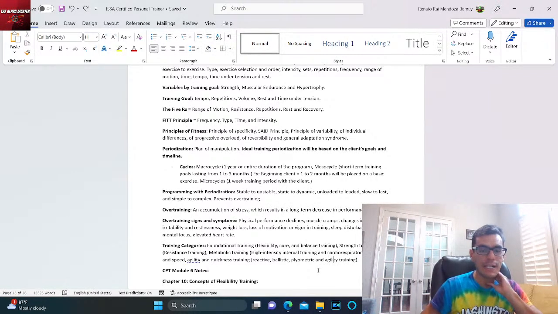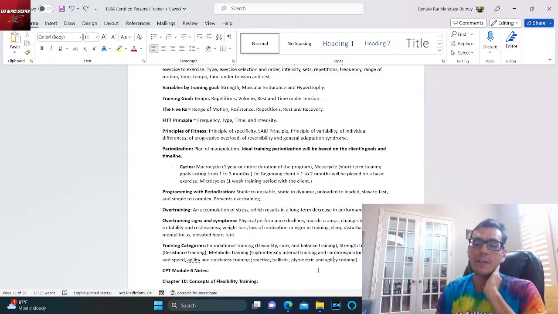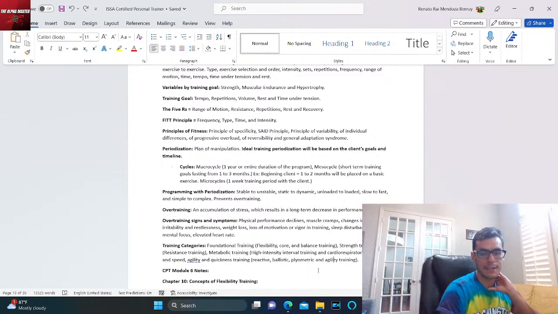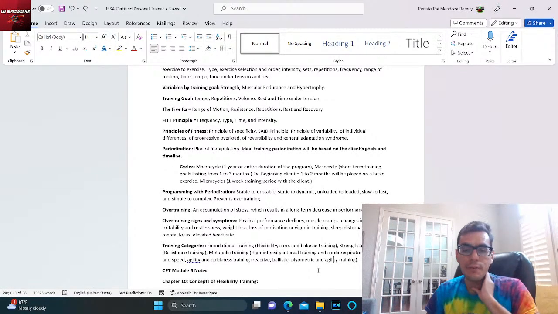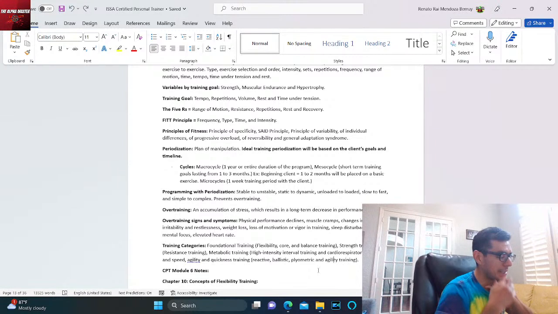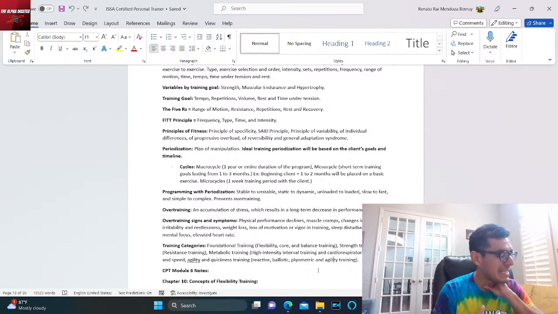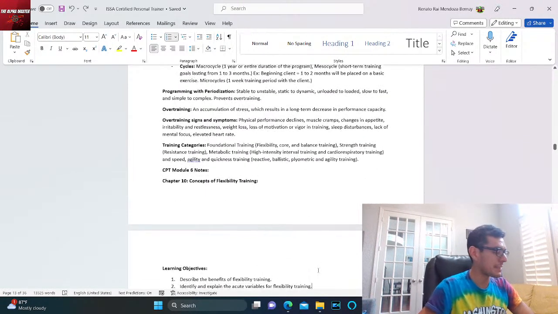For strength training, you have resistance training. For metabolic training, you have cardiorespiratory training and high intensity interval training, or HIIT. And for speed, agility, and quickness training, you have reactive, ballistic, plyometric, and agility training. And that was it for the training categories.